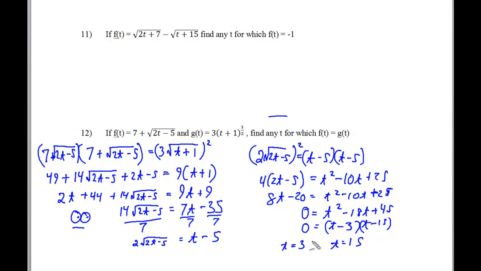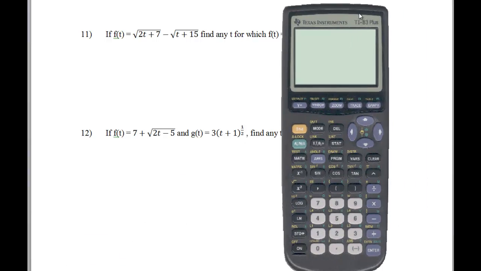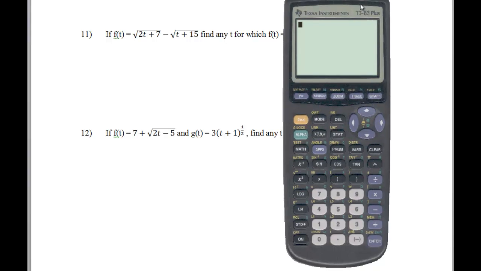So to go check this on the calculator, I'm going to have to click off this screen, which unfortunately is going to erase everything we've done. So make sure you pause this and copy down what you need. And let's go check our answer. Okay, we type into our calculator 3 and 15. So let's try on the left-hand side here, 7 plus the square root of 2 times 3 minus 5. All right, 8. Now let's try it on this side.